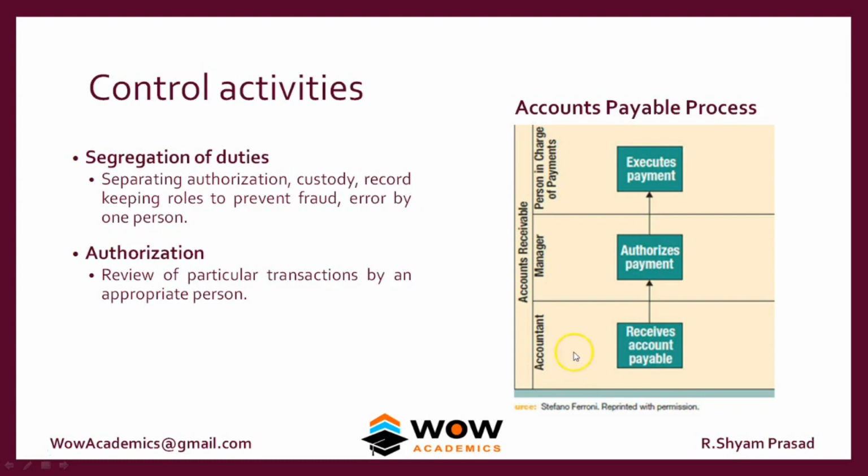So when we allow one single person to deal with all the activities, the chance of error and fraud is much higher. That's why we go for segregation of duties. The second one is authorization. For every particular transaction, there should be another person who authorizes.